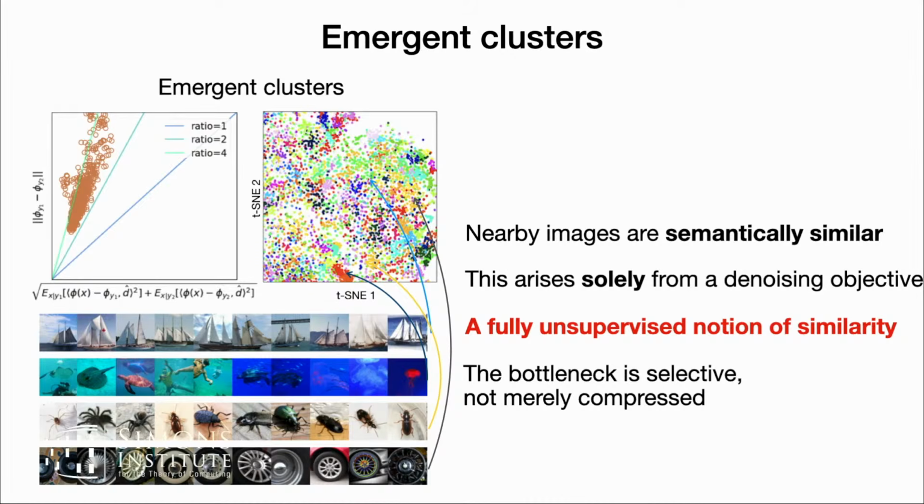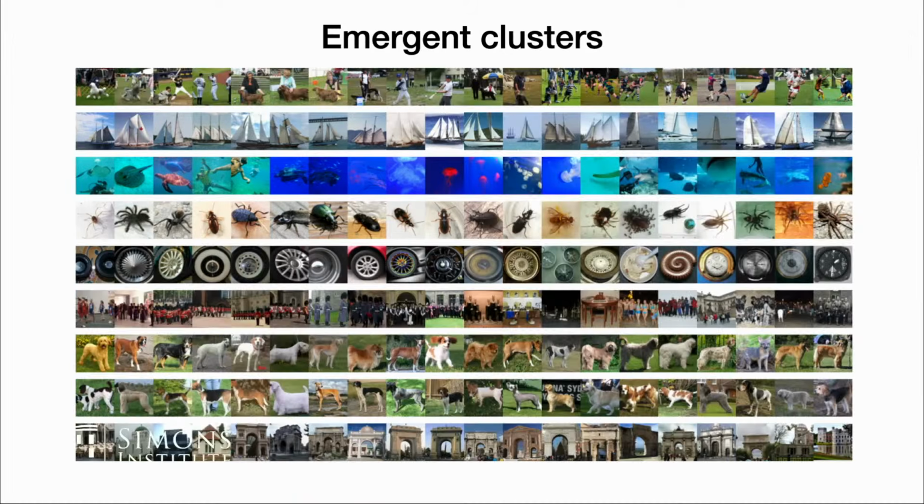So this means that the score objective alone, the denoising objective by itself, gave rise to a completely unsupervised notion of similarity. So the bottleneck is not merely compressive. It is indeed compressing, but it is compressive in a selective manner, right? It puts the representations of similar images onto the same subspaces. And here are some more clusters.